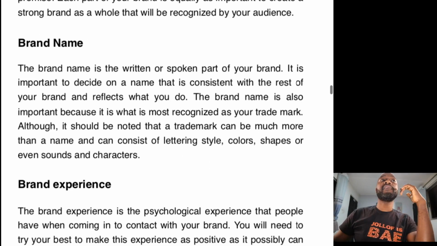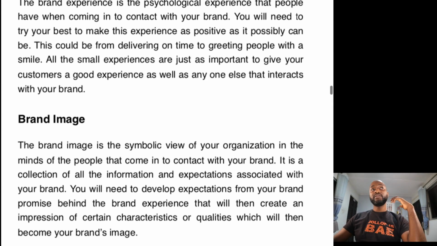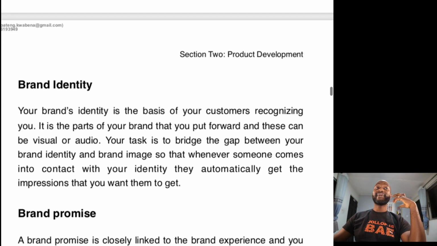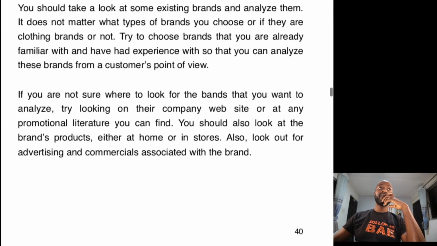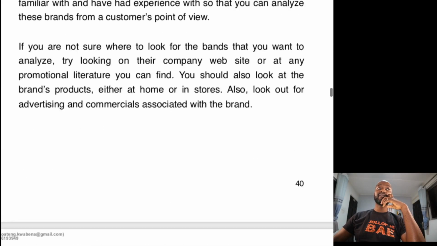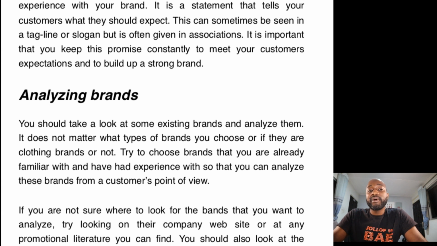So those are some of the things you have to start thinking about: the brand name, the brand experience, the brand image, which is symbolic of the whole organization, how people view the brand identity, right? And the brand promise. And you can analyze brands. I'm going to give you guys some homework. Go online, just look at your favorite brands, write them down on paper, ask yourself, what is the brand identity? What is their brand promise? What is their brand experience? Why do I like this brand?